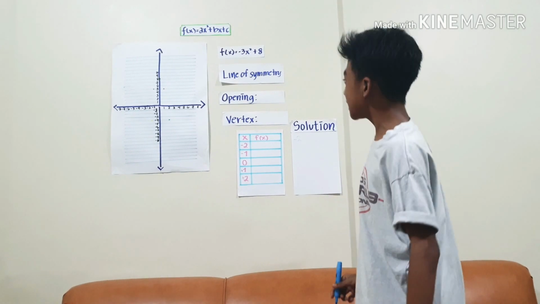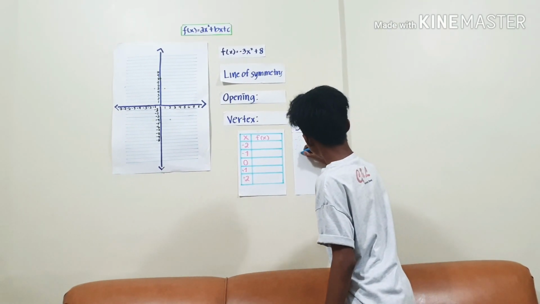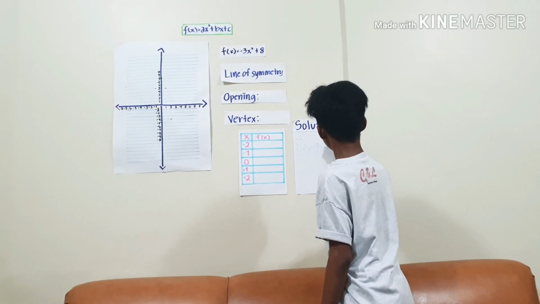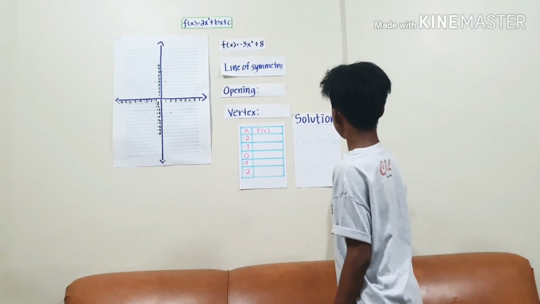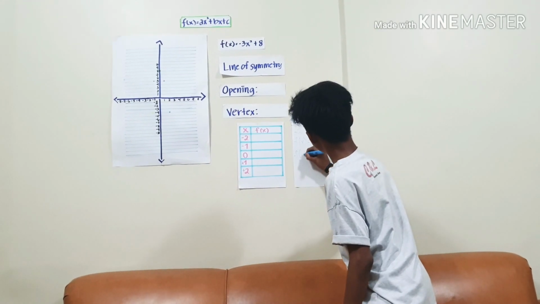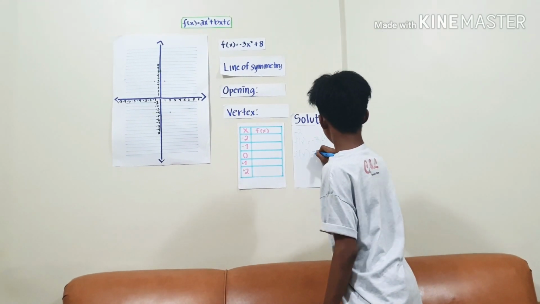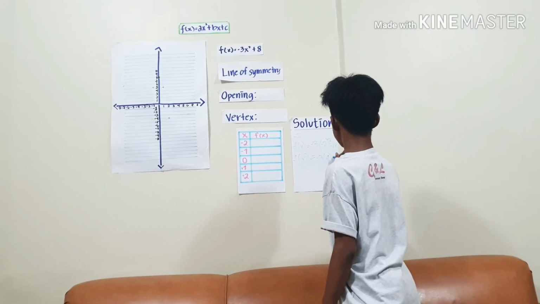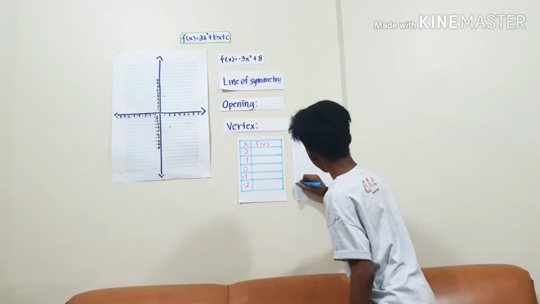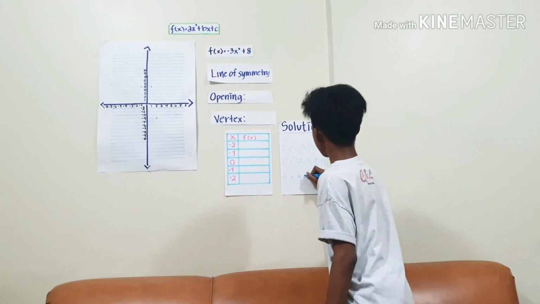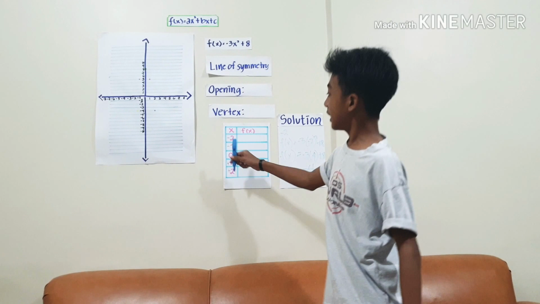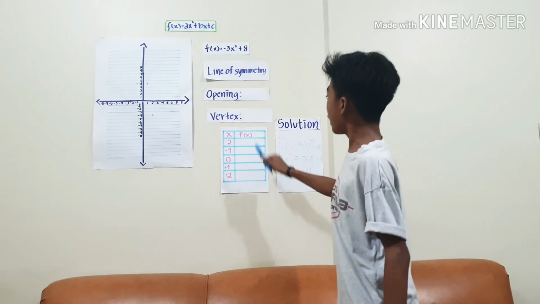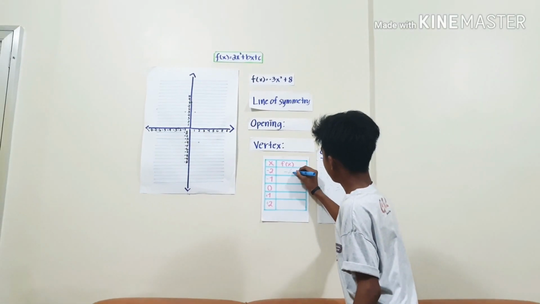So, substitute it. f of x equals negative 3 times negative 2 squared plus 8. So, f of x equals negative 3 times 4 plus 8, and f of x equals negative 4. So, in the first point, x is equal to negative 2 and y equals negative 4.